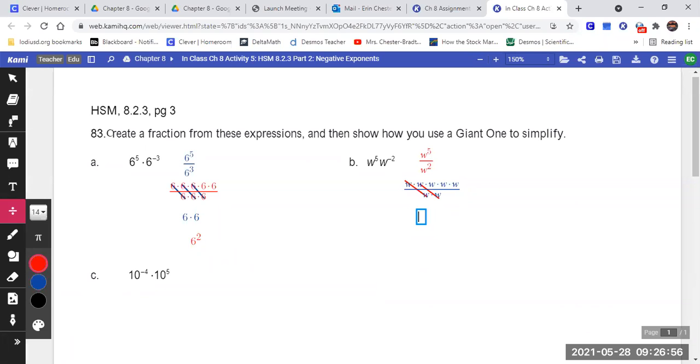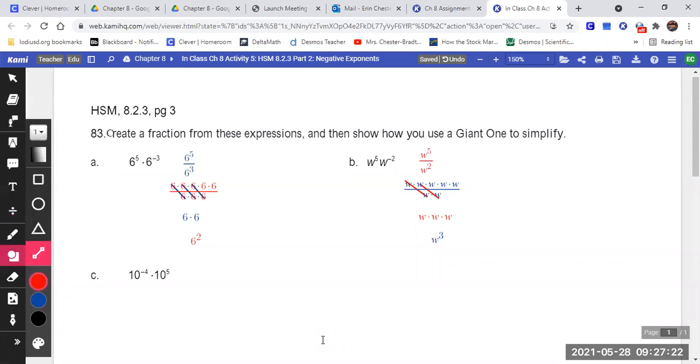And Lily, it's not over -2, it's over 2. Once it moves, the negative goes away. So what's left? Yes, W times W times W. And we would write that in the simplest form with an exponent of W to the 3rd power. Final answer. Not difficult, not scary.